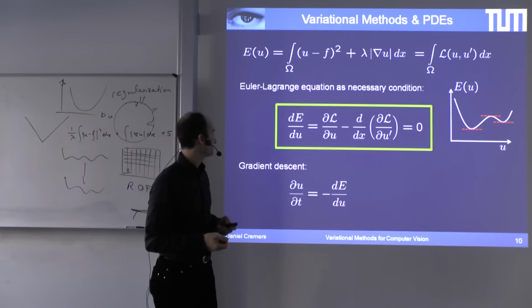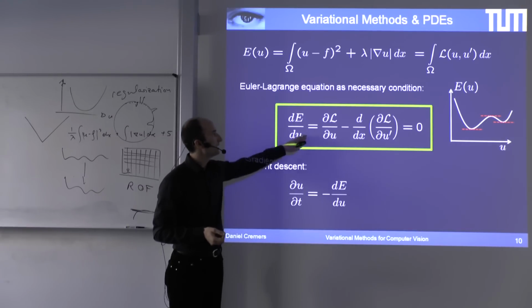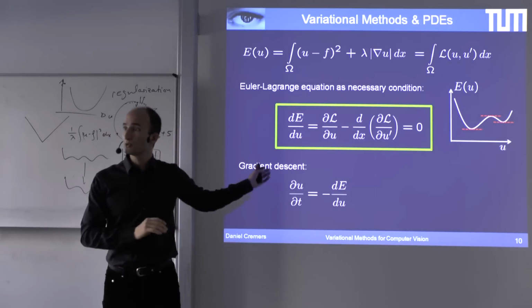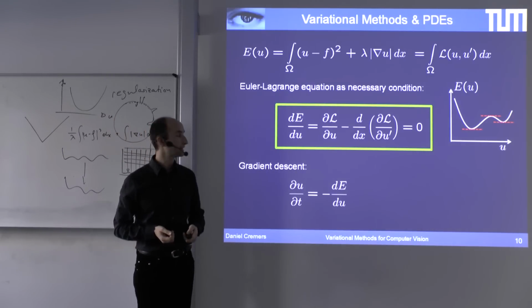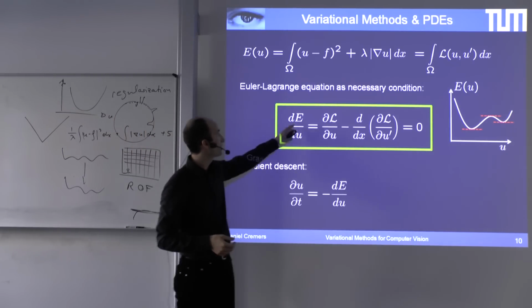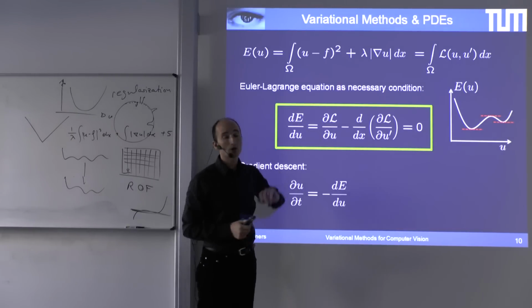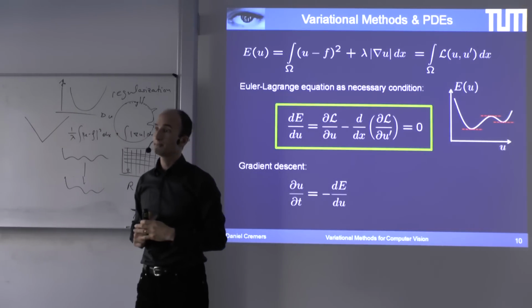And this can be done by what's called a gradient descent. If these expressions don't make sense to you at this point, doesn't matter. We'll get into it in more detail throughout the class. So we'll actually learn how to compute Euler-Lagrange equations. This equation is called the Euler-Lagrange equation.